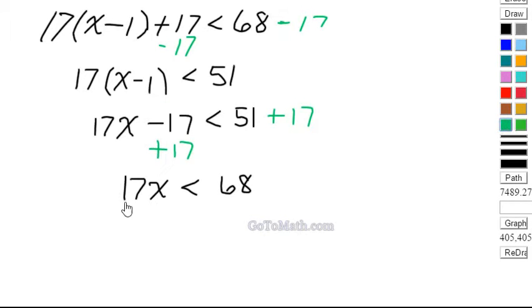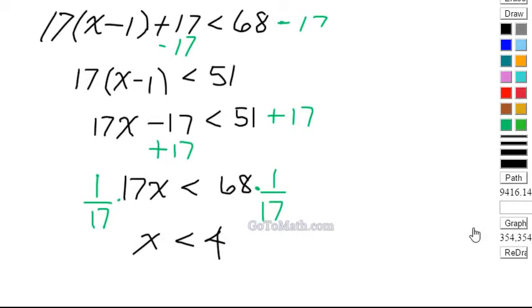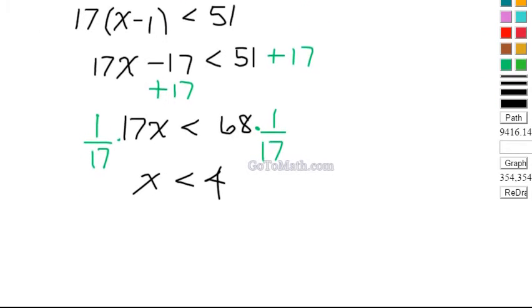Now let's get rid of this 17. Well, we're not really going to get rid of it. We're going to turn it into a 1 though. A little magic trick: 1 over 17. So this now becomes x is less than 68 divided by 17. That's pretty easy, right? That's 4. I'm sure you knew that off the top of your head.